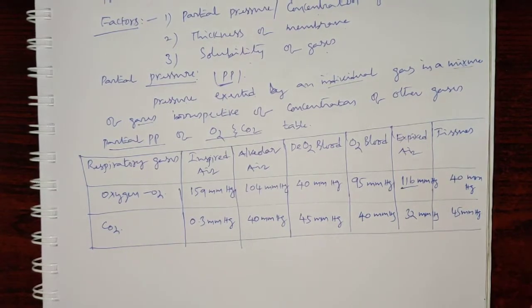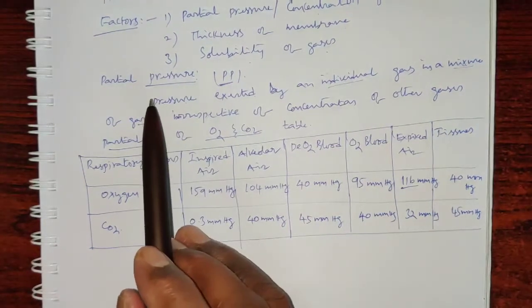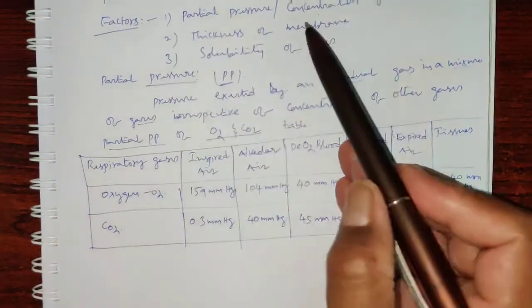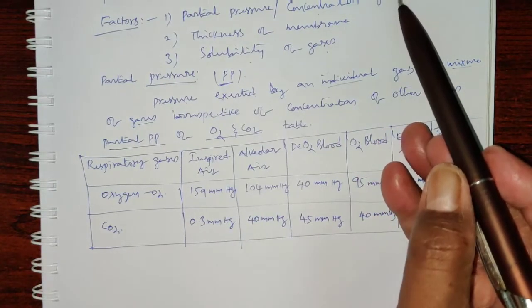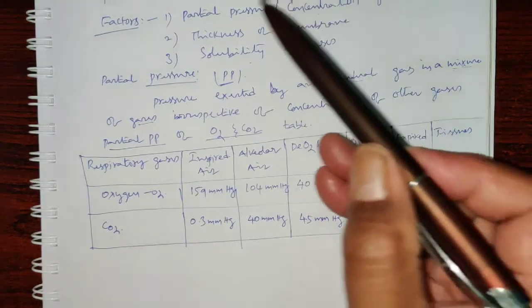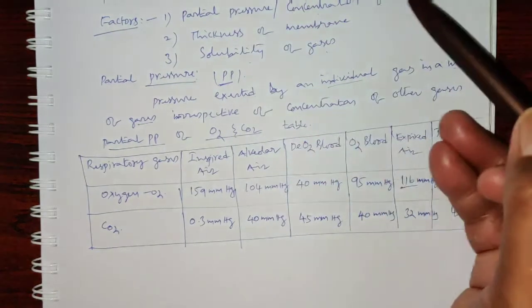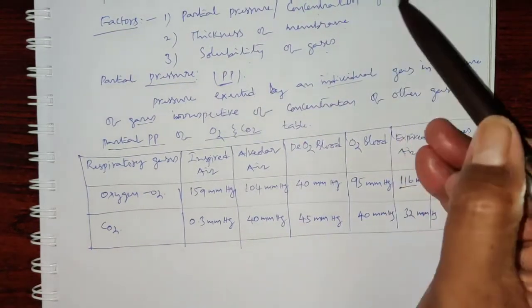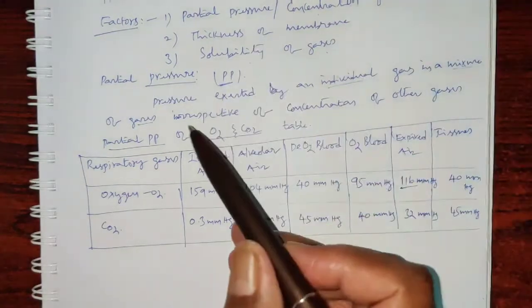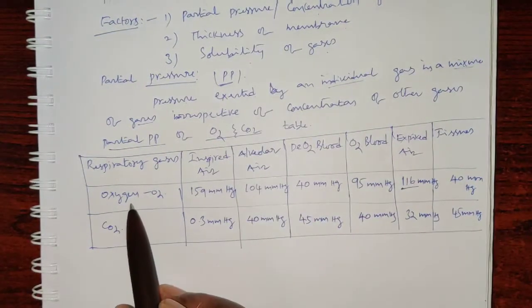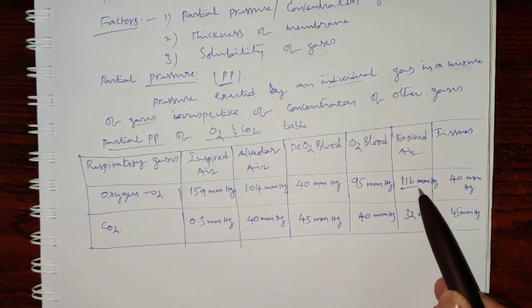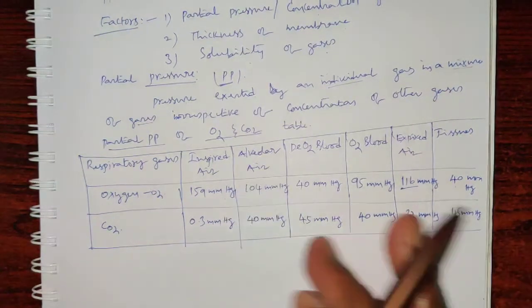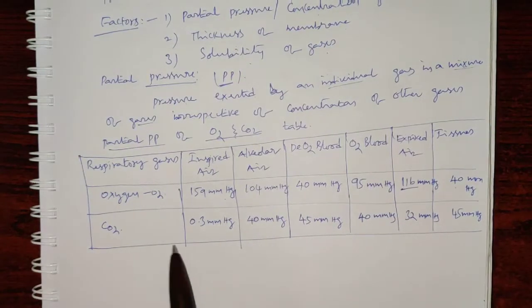So partial pressure, as I told you, is one of the three factors: partial pressure, or concentration gradient. Usually gases exchange from higher partial pressure to lower partial pressure, high concentration to low concentration. In such a condition, oxygen in the atmosphere is 159, whereas in tissues it is 40. So gases exchange from higher to lower.